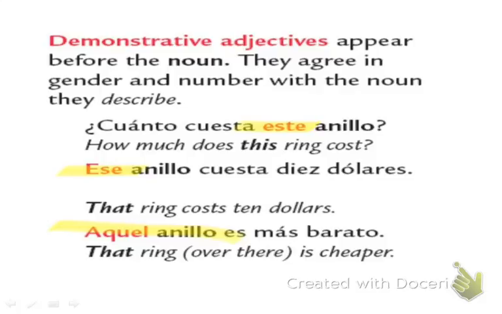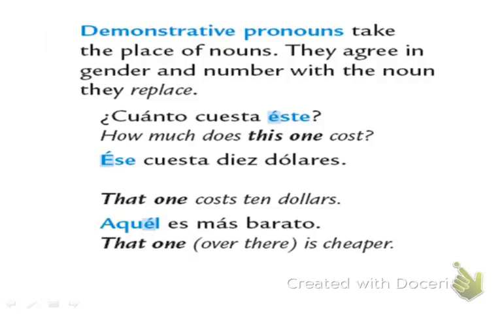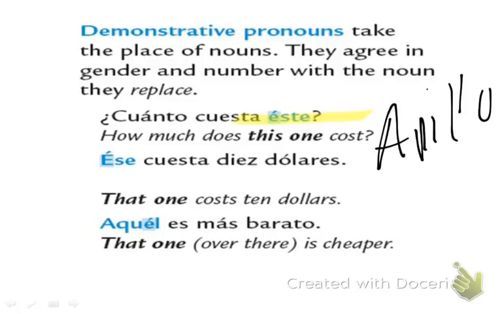What? If you ask me how much that ring costs, wouldn't I just say like $20? Most of the time we try and speak in complete sentences. Although, yes, you could just answer with the information, but you need to know how to respond appropriately. All right, let's talk about the pronouns. Where do you think the pronouns go? They go in the same place. They're going to take the place of the nouns. They agree in gender and number. This is the exact same conversation without what word? Anillo, ring. So now we just have este, which means this one, which is still referring to anillo.